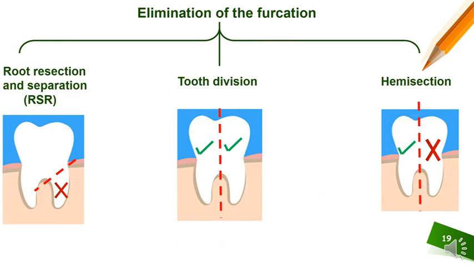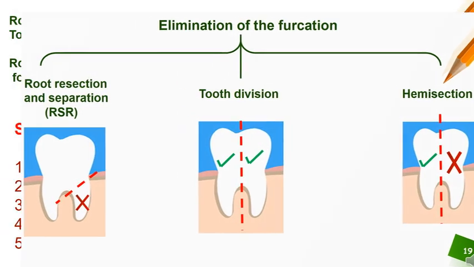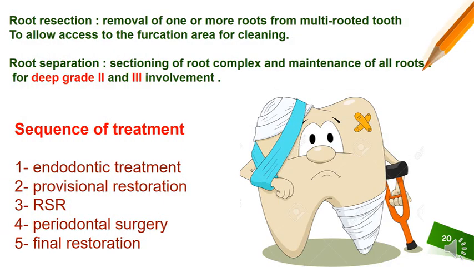Now, another procedure for correction of furcation involvement is the elimination of the furcation. This is done either by root resection and separation, tooth division, or hemisection. Root resection means the removal of one or more roots from the multi-rooted tooth to allow access to the furcation area for cleaning. So in the root resection, we are removing a root, while the root separation means sectioning of all roots and maintaining them all.